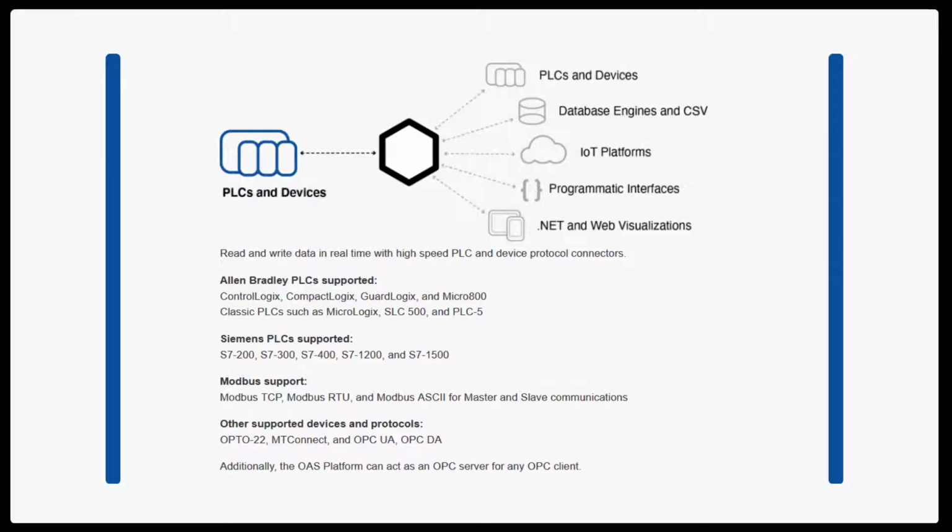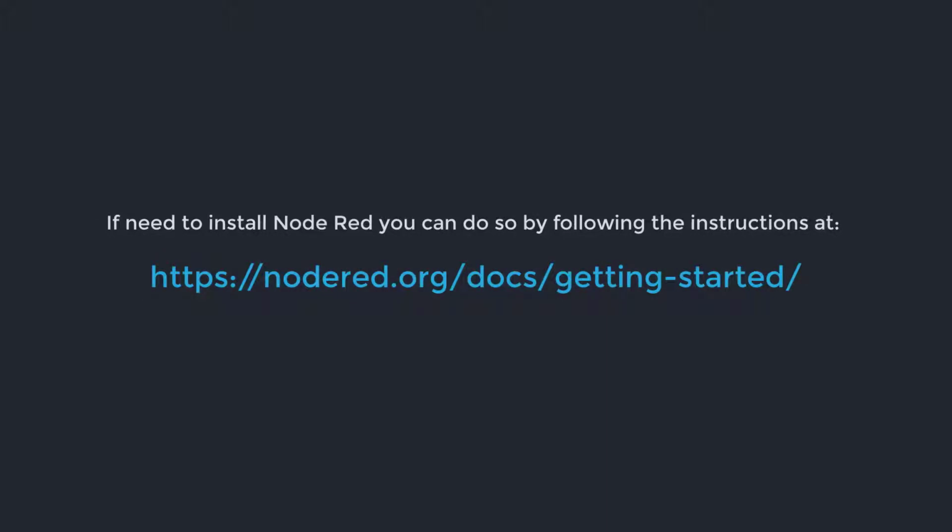OAS allows you to pull in data from a wide variety of data sources. It has direct drivers for Allen Bradley, Siemens, Modbus, OPC DA and UA, MTConnect, Azure, and AWS. You can also bring in data programmatically from .NET, REST APIs, and a wide variety of databases, including SQL Server, Oracle, MySQL, and MongoDB. If you need to install Node-RED, you can do so by following the instructions here.